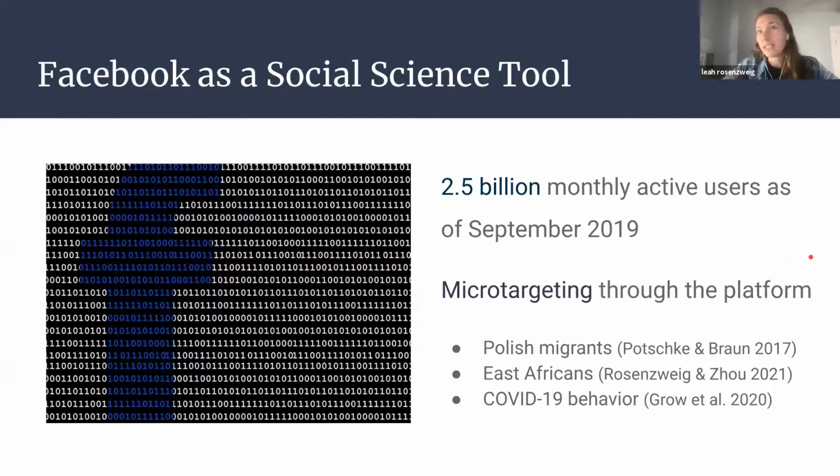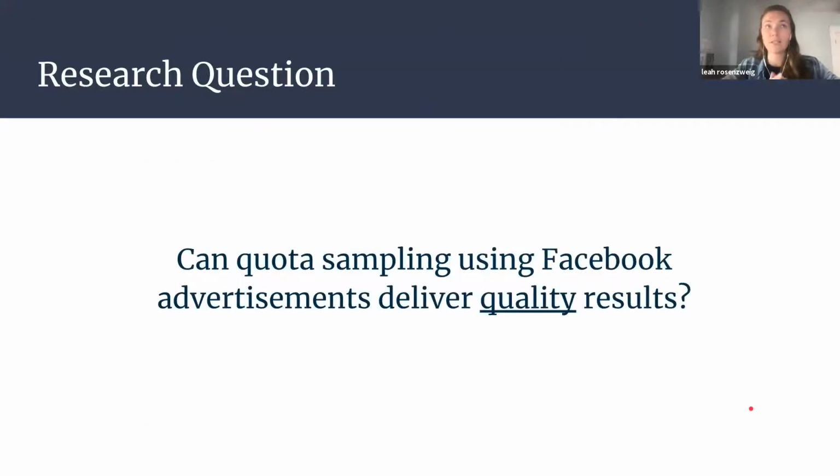So why Facebook in particular? Well, it has 2.5 billion monthly active users. And there are a lot of micro-targeting benefits that you can get from using this platform. Other social science scholars have targeted migrants and refugees, for instance, created panels with different kinds of respondents, and looked at COVID-19 behavior. There's almost any study about anything in any context that has a lot of Facebook users that you could find now, both by demographers, political scientists, economists, a lot of different kinds of researchers.